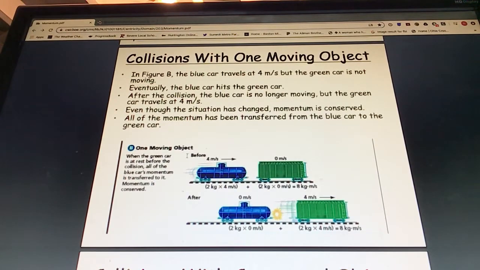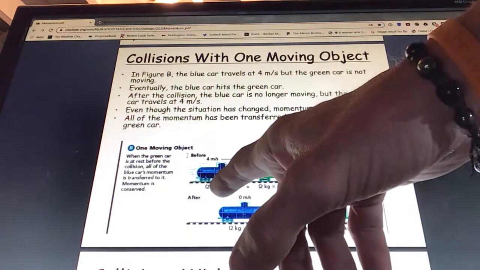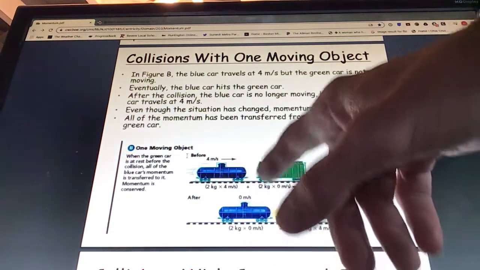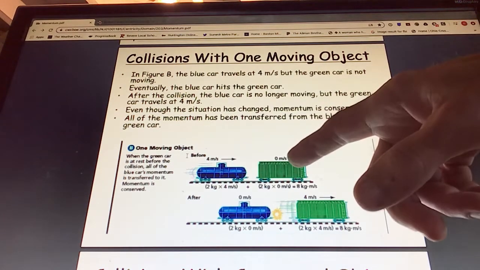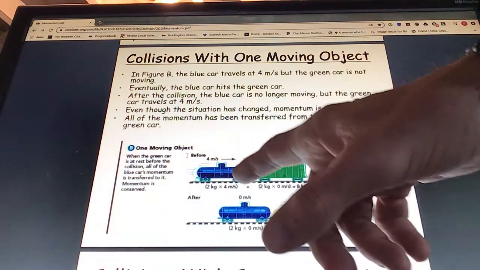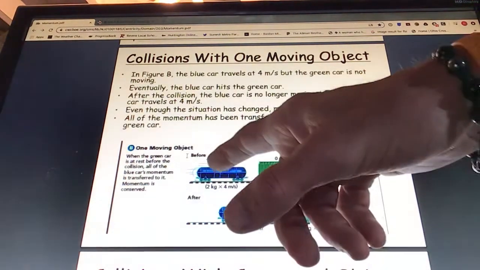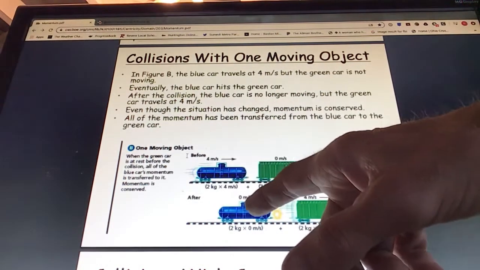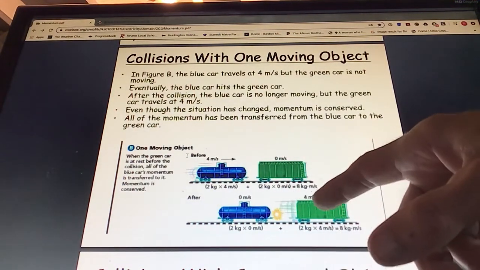All right, the second example in the book: collisions with one moving object. So the blue car is moving 4 meters per second, 2 kilograms. The green one is stopped at a red light. Kind of like I was stopped in the road. This blue car collides with the green one, loses its speed, which means it loses its momentum, and that momentum is transferred to the green one. It's smashed into this one.